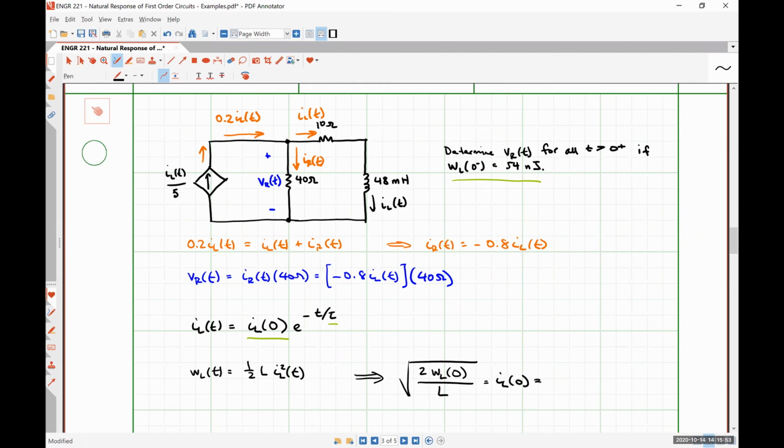So just doing a little bit of algebra, I can manipulate that expression. And I will find, when I substitute in my numbers, the square root of 2 times 54 times 10 to the minus 9 joules divided by 48 times 10 to the minus 3 henries gives me 1.5 milliamps. So anytime I know the amount of energy stored by an inductor, I know the amount of current flowing through that inductor as well.